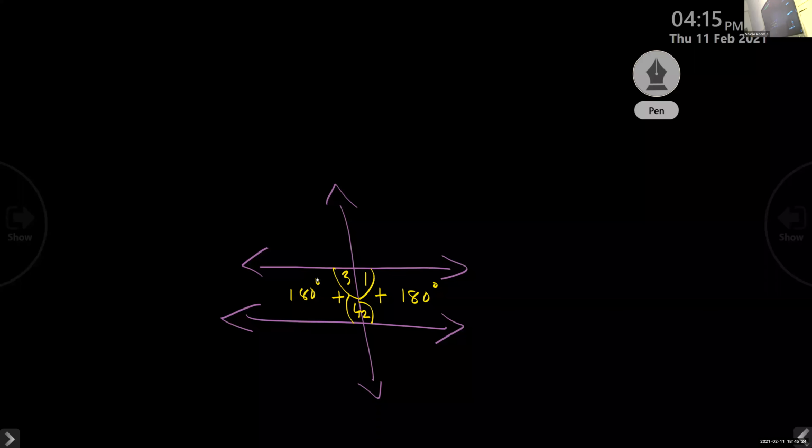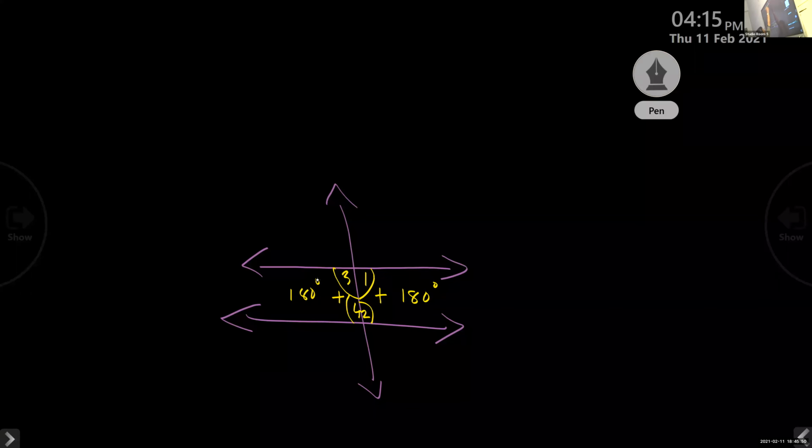Understood, children? So we have three rules. First, all corresponding angles are equal. Second, all alternate interior angles are equal. And third, co-interior angles together make 180 degrees. Clear? These are the important things to study in this chapter.